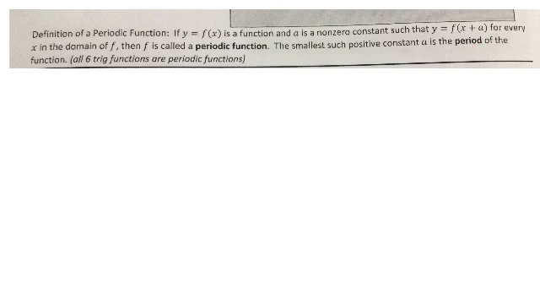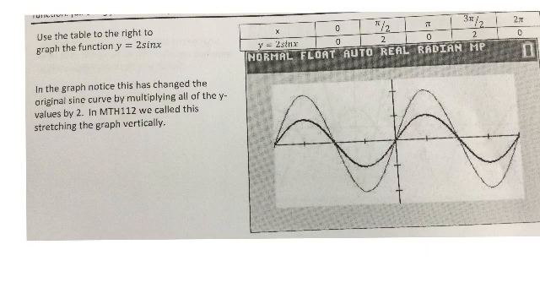Okay, so a period is how long it takes for the pattern to repeat itself. So with sine, our period is 2 pi because we start back over every 2 pi. We get back where we started. So we would call 2 pi the period of the sine function. Okay, so we're going to go ahead and start looking at transformations. It says use the table to the right to graph the function y equals 2 sine x.